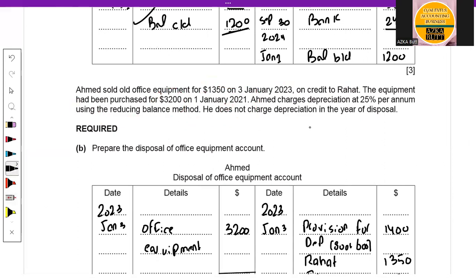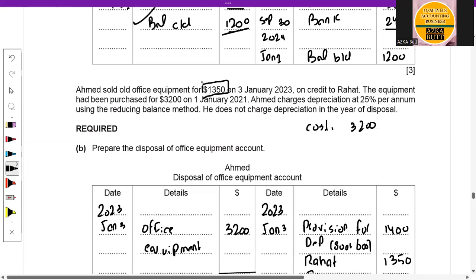So the cost for this office equipment is $3,200, and the sale proceeds were 1,350. This is the sale proceeds. It means that this is the amount which we receive from Rahat to sell our non-current asset.